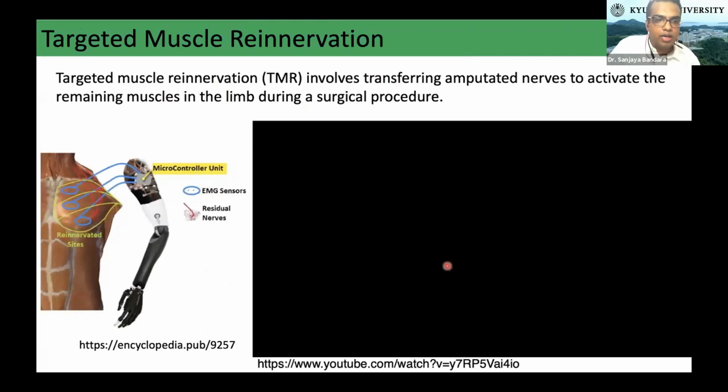And then we have targeted muscle reinnervation. This involves a surgical procedure. This was developed to increase the number of physiologically appropriate control inputs available for use with the prosthetic device. If some person has lost his limb, the number of muscle sites that we can measure, the number of the EMG, is reduced.